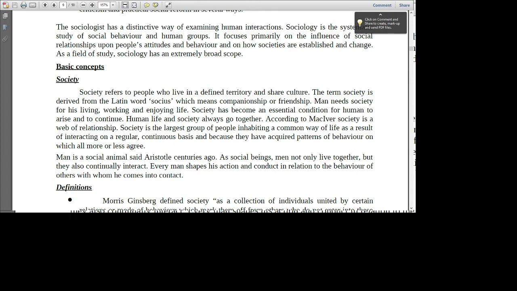Today, we are going to discuss the topic of society. What is society? Society refers to the people who live in a definite territory and share a culture. That means a large number of people living in a geographical area, that we call society. And this term society is derived from the Latin word socius, which means companionship or friendship.